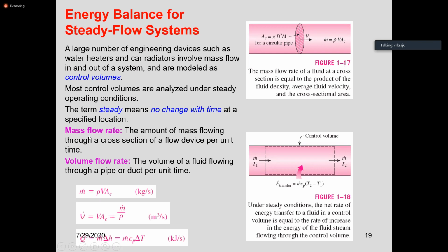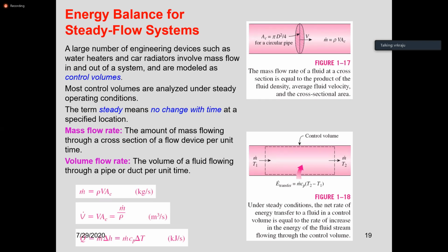Mass flow rate is the amount of mass entering or leaving across the system boundary per unit time. Volume flow rate multiplied by density gives you mass flow rate. So that is what is written here: m dot equal to rho into V into A, where V is the velocity and A is the cross-sectional area through which the flow is moving. This V dot, with the dot, is your volume flow rate. There is a difference between capital V and V dot. Here V dot means volume flow rate, capital V means velocity. So the volume flow rate is V into A, which is nothing but mass flow rate divided by density.